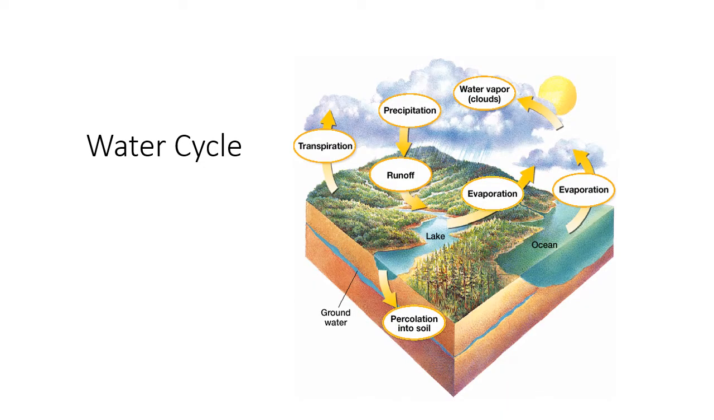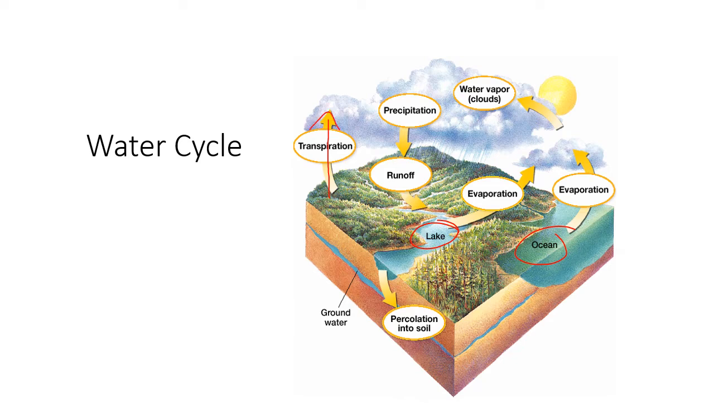So here you see a picture of the water cycle. So we'll look at it through here. We have evaporation from oceans and from the lakes and from people and animals. We have transpiration, which comes from the roots of the ground, from the roots through the plants into the sky.